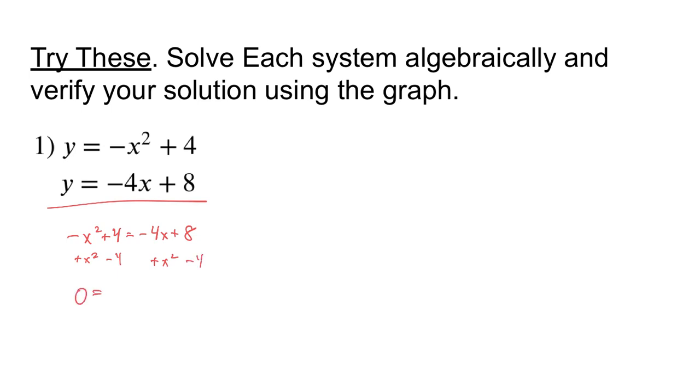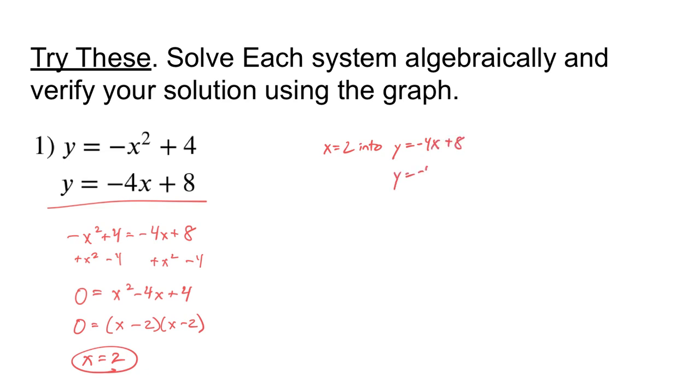That will get me 0 equals x squared minus 4x plus 4. Be really careful. Don't combine these. They're not like terms. From here, I'm going to solve this quadratic equation. So I'll think about the pair of numbers that multiplies together to give me 4 and adds together to give me negative 4. And I end up with x minus 2 times x minus 2. So when I set that factor equal to 0, I get x is equal to 2. I'll then take that 2 and plug it into one of my equations. How about the second one?